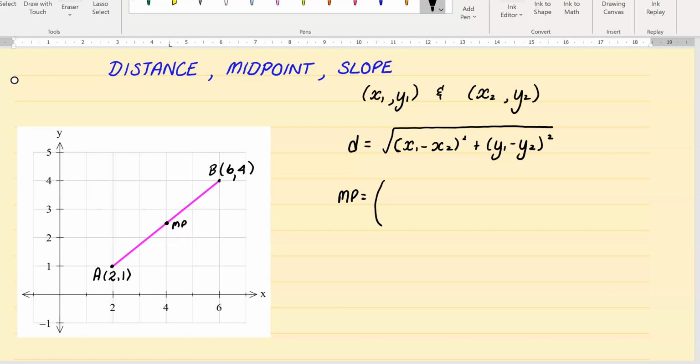So we're going to say, to find the average, we add them together, divide by how many there are. So we're going to say x1 plus x2 divided by 2, and then it's going to be y1 plus y2 divided by 2. So pretty simple for our midpoint formula. Let's show you how it works in practice if we're taking our 2 points here.